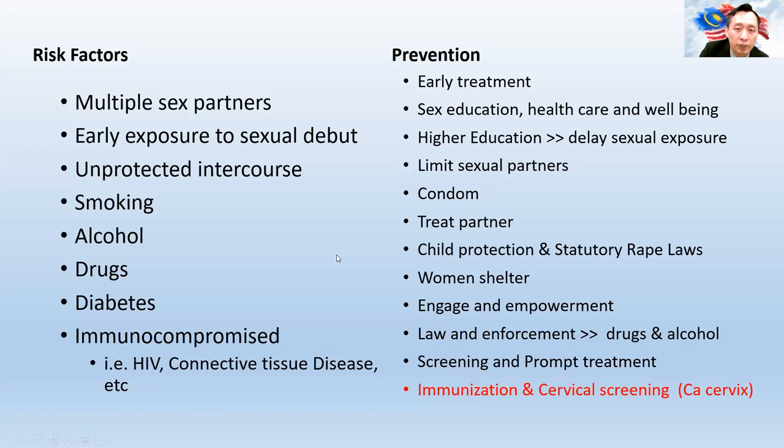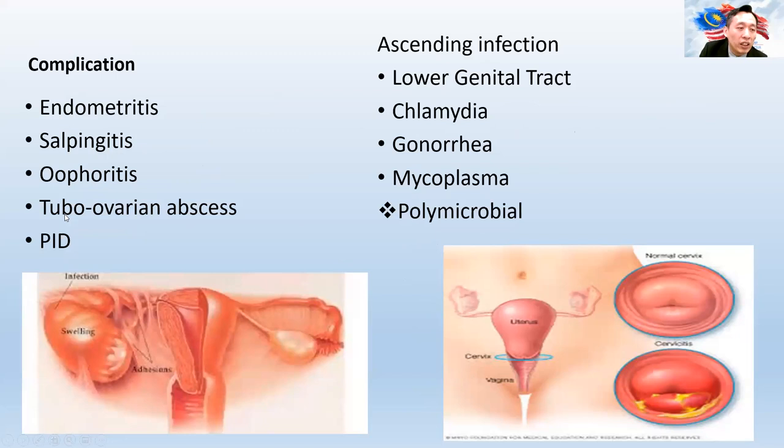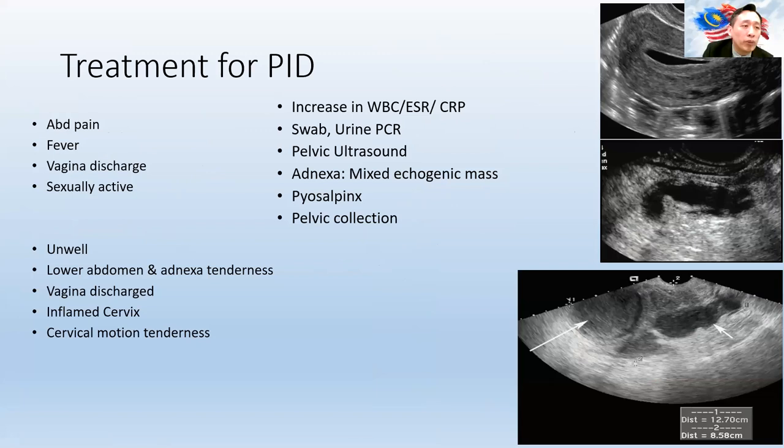So complications: endometritis, salpingitis, oophoritis, tubo-ovarian abscess, and pelvic inflammatory disease. These are due to the infection extending from the lower genital tract, from chlamydia, gonorrhea, mycoplasma. Most of the time it's polymicrobial, that means there's more than two bacteria or causes. So for PID, most of the time patients will present with abdominal pain, fever, vaginal discharge, and most of the time they are sexually active.